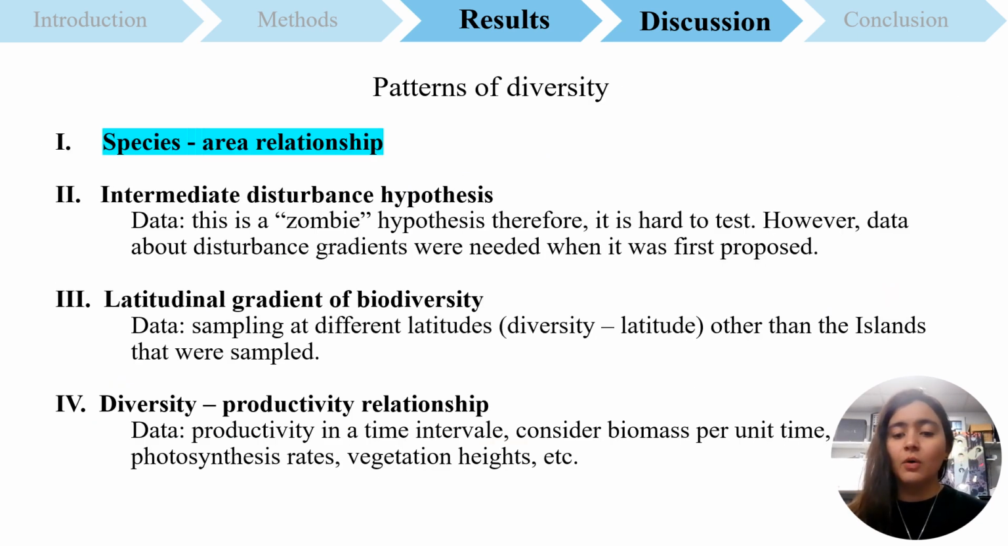I could have also analyzed other diversity patterns such as the intermediate disturbance hypothesis, latitudinal gradient of biodiversity, and diversity productivity relationship. But in order to do this, we need data such as disturbance gradient, sampling at different latitudes, and also data such as biomass per unit time, productivity rates, and other traits that can be related with productivity.